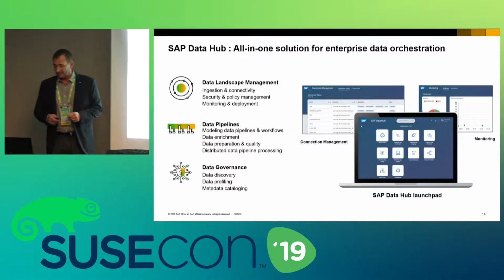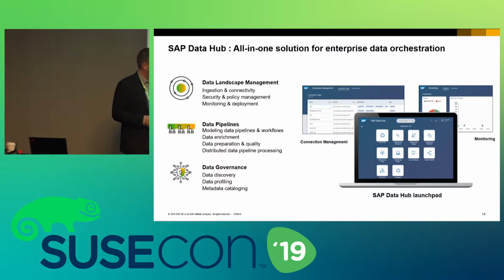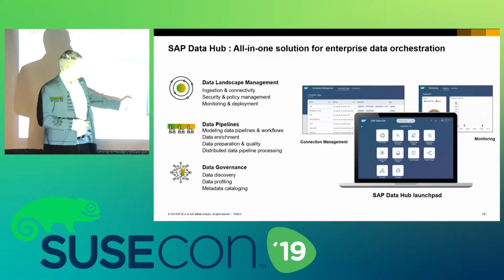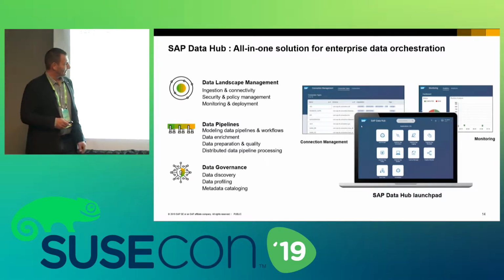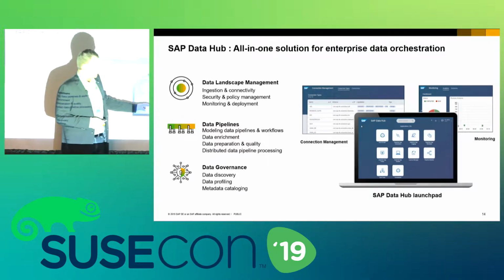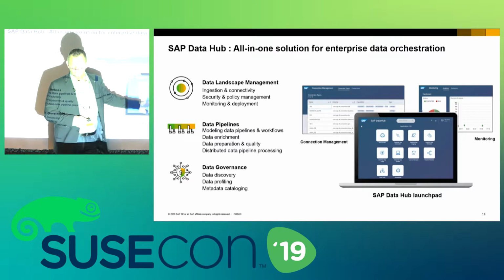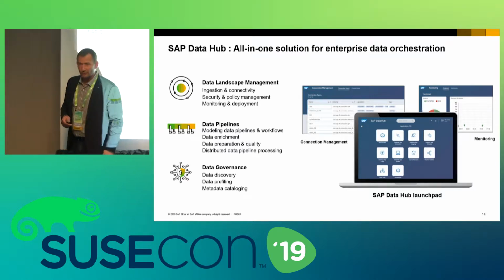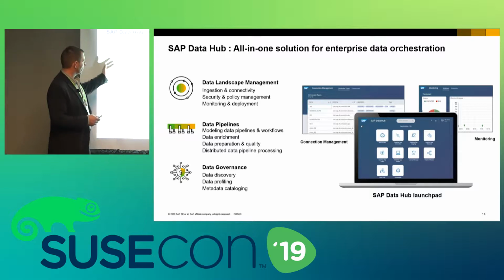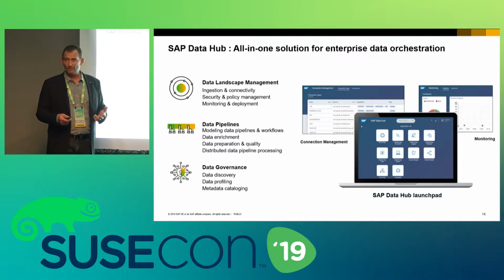So, this is how Data Hub looks like. The color is actually more greenish than bluish. We have a yellow issue going on here. So when you first launch Data Hub, you get to the launch pad, which provides these different tiles. And those are the functions of Data Hub that you can branch into. One of which is, for example, data landscape management, where you define connected systems.